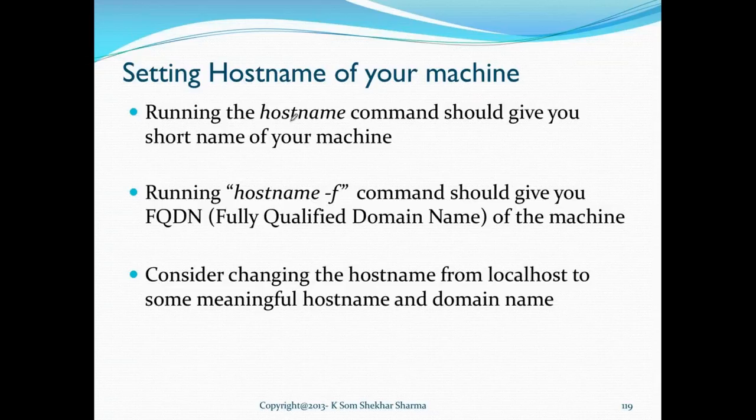When you run just simple hostname, it will give you the short name of your machine. hostname -f gives you the fully qualified domain name. Please also consider changing the host name from localhost to some meaningful host name and domain name. In the hands-on document, it is mentioned how to create a proper host name. If you're working on a virtual machine, you will do that activity. Since I'm working on AWS, I am not going to do that because it's already a fully qualified domain name. It has compute.internal, that's okay. If I want to change it, I can, but I am not going to change it right now.